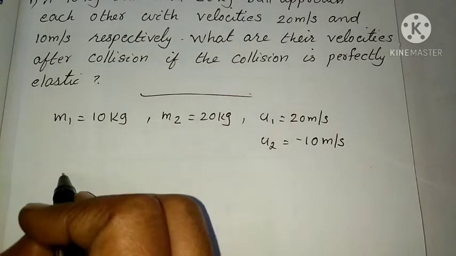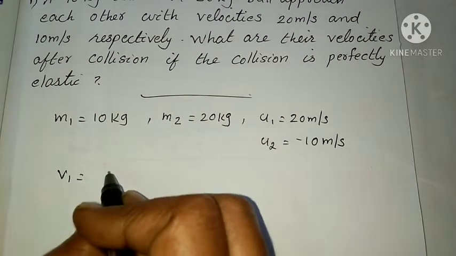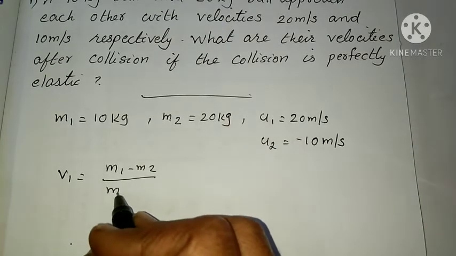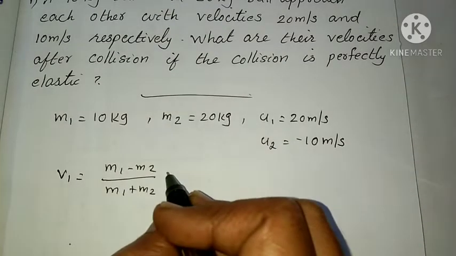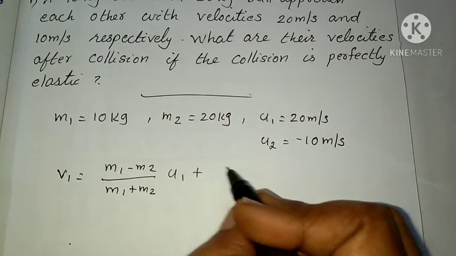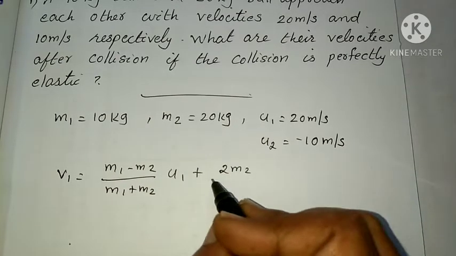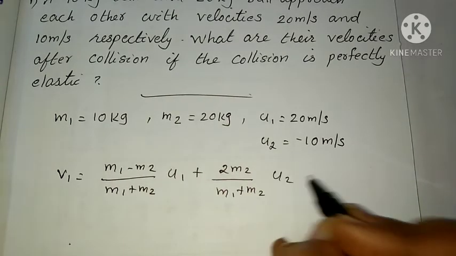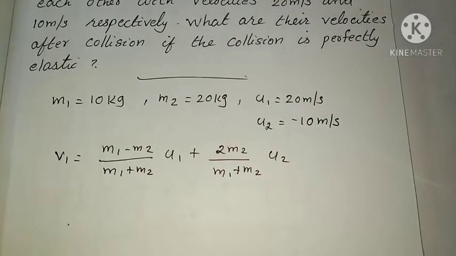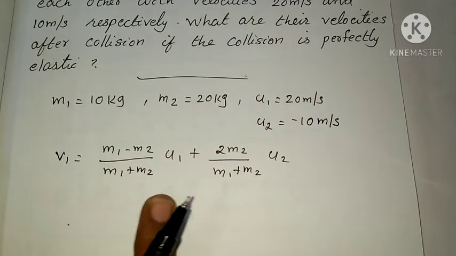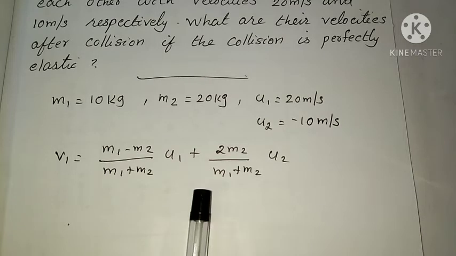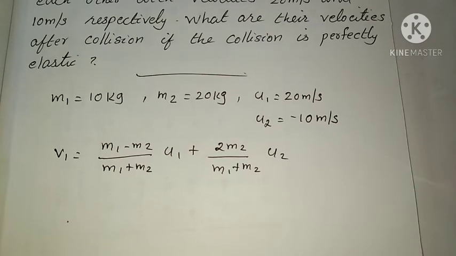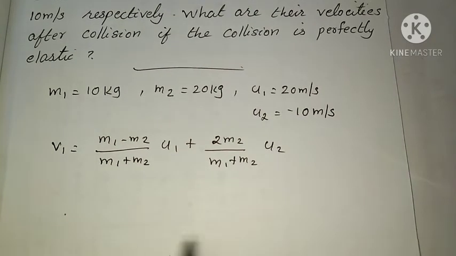That is V1 equal to m1 minus m2 divided by m1 plus m2 into u1 plus 2m2 divided by m1 plus m2 into u2. Once again, formula V1 equal to m1 minus m2 by m1 plus m2 into u1 plus 2m2 divided by m1 plus m2 into u2. Then substituting the above values in the equation, we can get the answer.